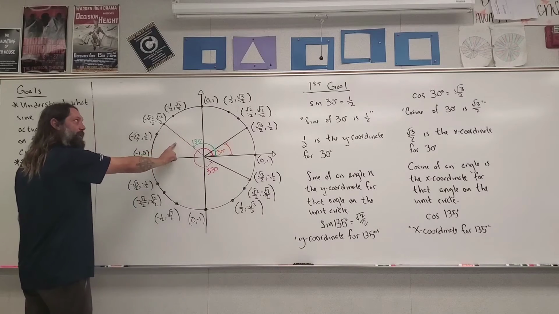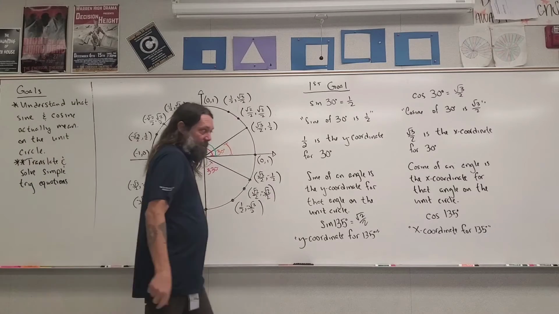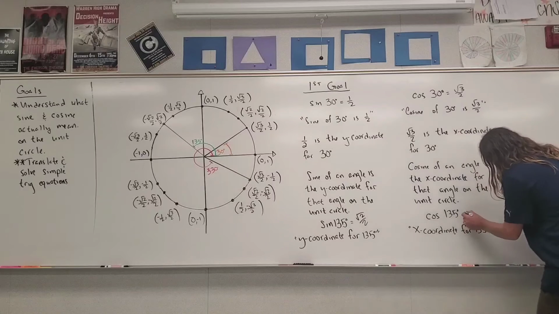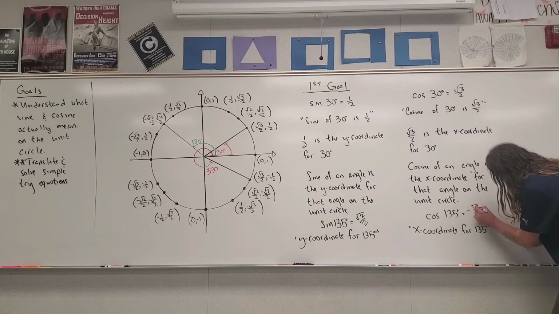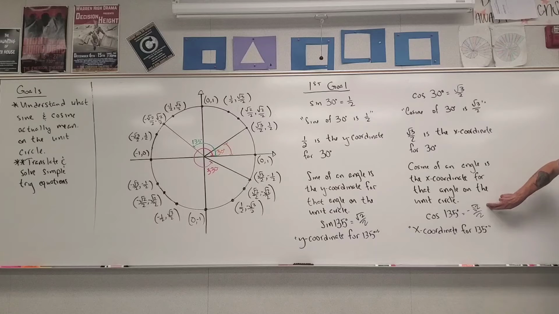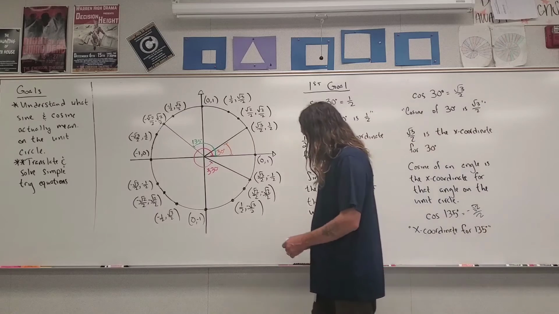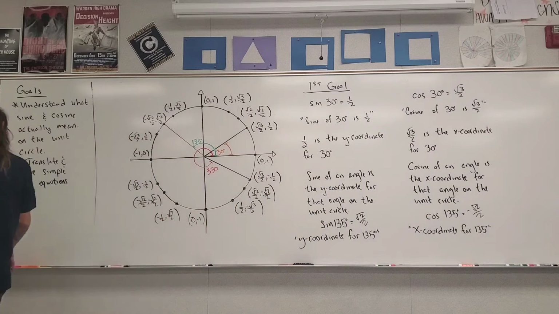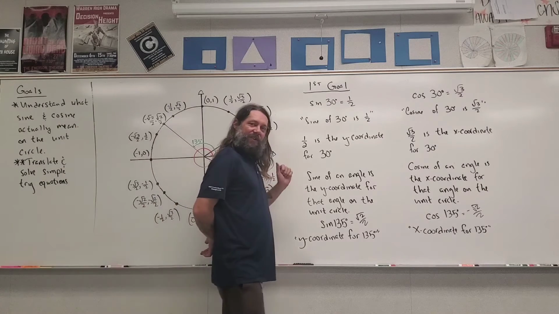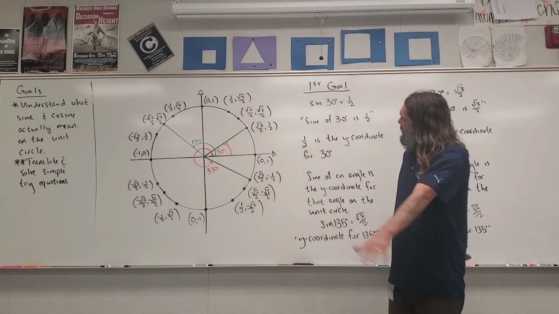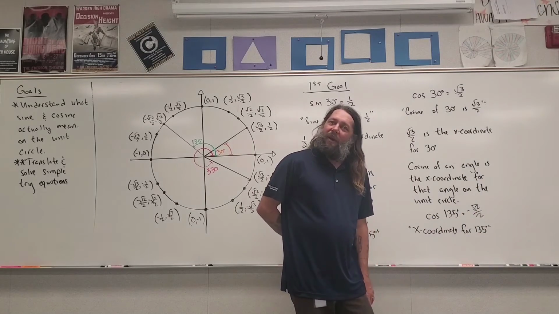The x-coordinate at 135 degrees is negative square root of 2 over 2. That's how we would evaluate this problem. Negative square root of 2 over 2 is the x-coordinate at 135 degrees. So cosine is the x-coordinate, sine is the y-coordinate. And we will use that understanding to complete and understand our second goal, which is to translate and solve simple trig equations. So I'm going to clean this up and set up the second goal. Let me do all that and I'll be back.